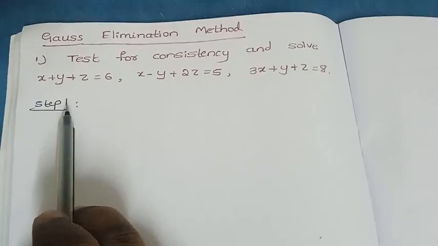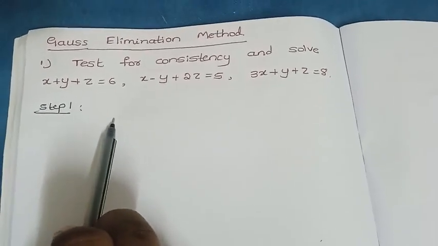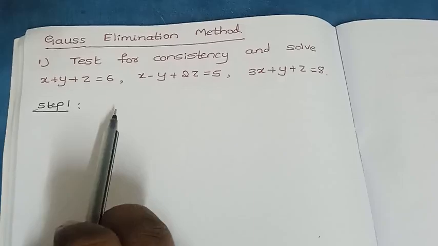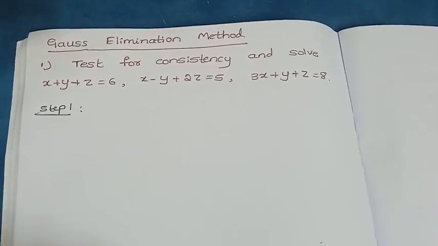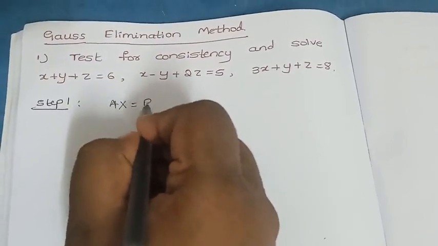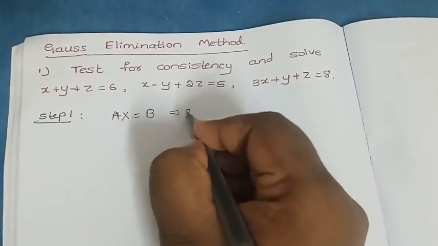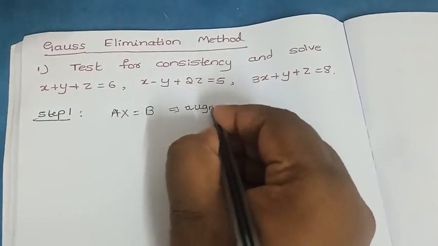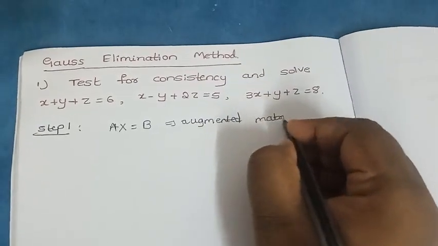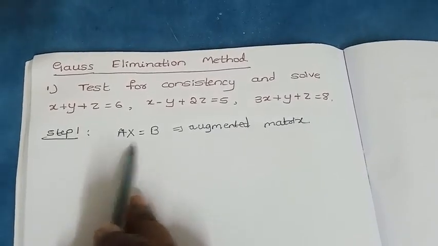So our first step is we have to write these equations in matrix form. Like we have to write this in an augmented matrix form. We all know the augmented matrix formula, that is AX is equal to B. So this is the augmented matrix formula. Okay. So we have to write these equations like this.